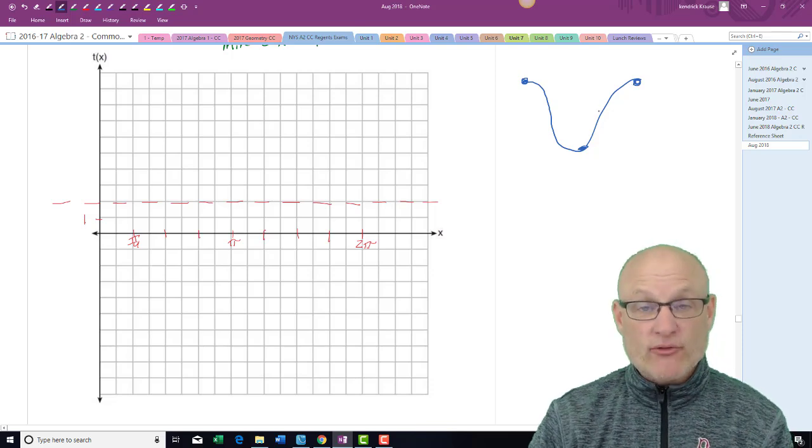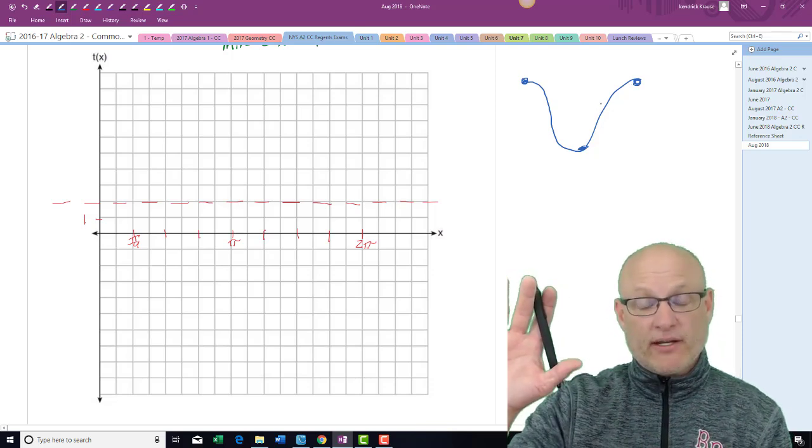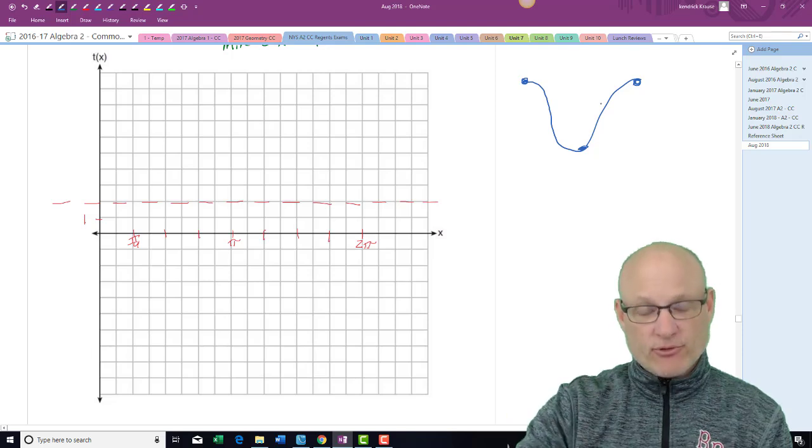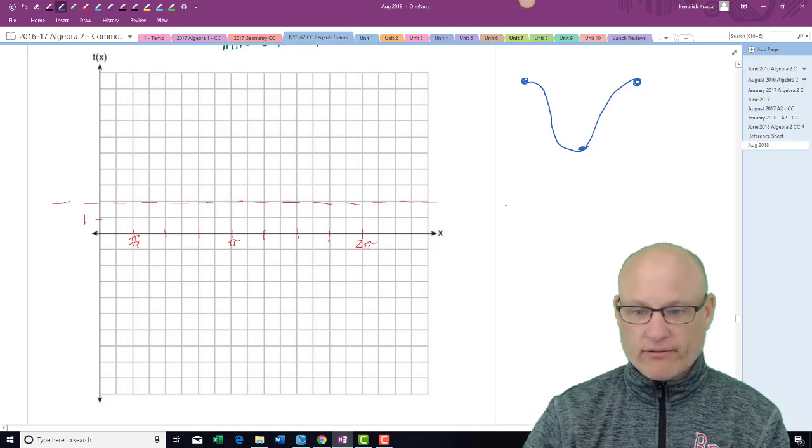Mrs. Newman likes to call this the uterus. I apologize if anybody's offended. I don't actually care. That's what she calls it. And she's a female teacher, so I don't know. That's just weird for me.